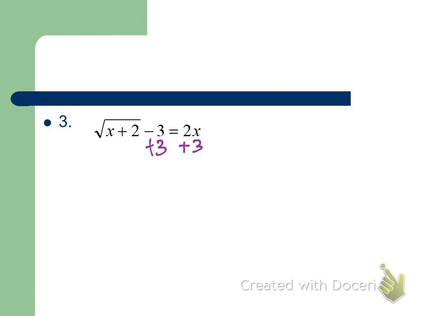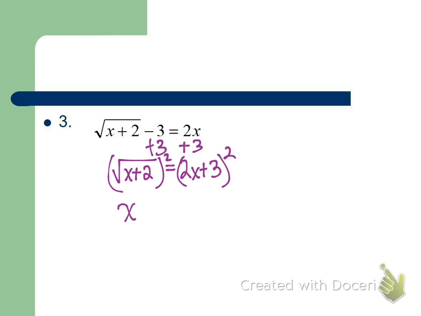Okay, to get that radical alone, we start this problem by adding 3 to both sides. What will that equal on the other side? 2x plus 3. Next step. Square both sides. Don't forget your parentheses. Okay, when we square the left, what do we end up with? X plus 2. Okay, the square undoes that square root.